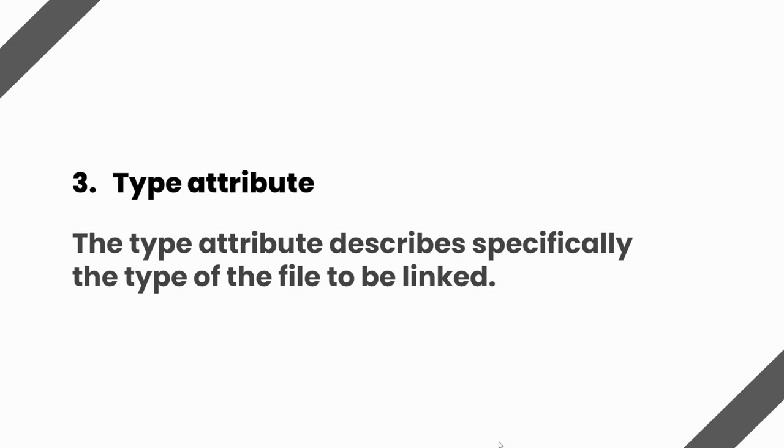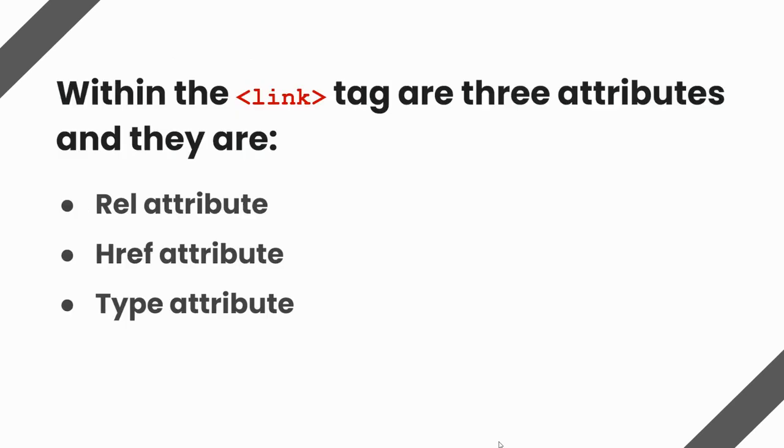So if it's a CSS file, it tells the document that okay, the file is of this type, CSS. If it's a JavaScript file, which we've not gone into yet, this attribute is used to describe the specific type of the different files to be linked to that HTML document. So let's see the syntax and see what we have there.